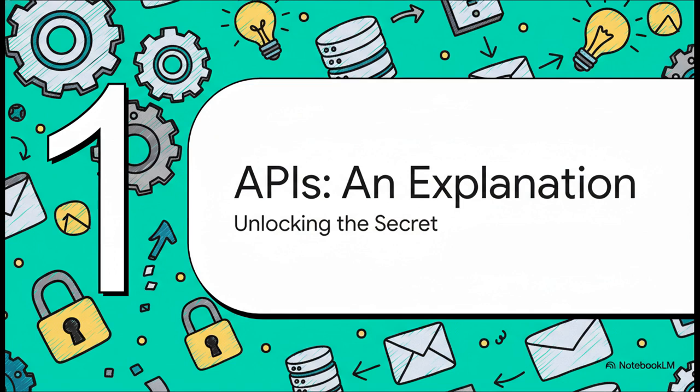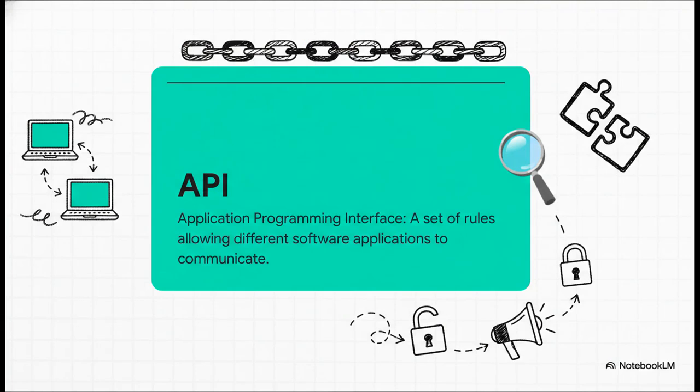Now, I know that sounds super technical and maybe a little scary, but just stick with me for the next minute, I promise. You'll not only get what it is, but you'll start seeing APIs absolutely everywhere. So this is the official textbook definition: application programming interface. It's a set of rules for communication. Yeah, that's a mouthful, right? Kind of dry and honestly not very helpful. So let's use a much better analogy instead.